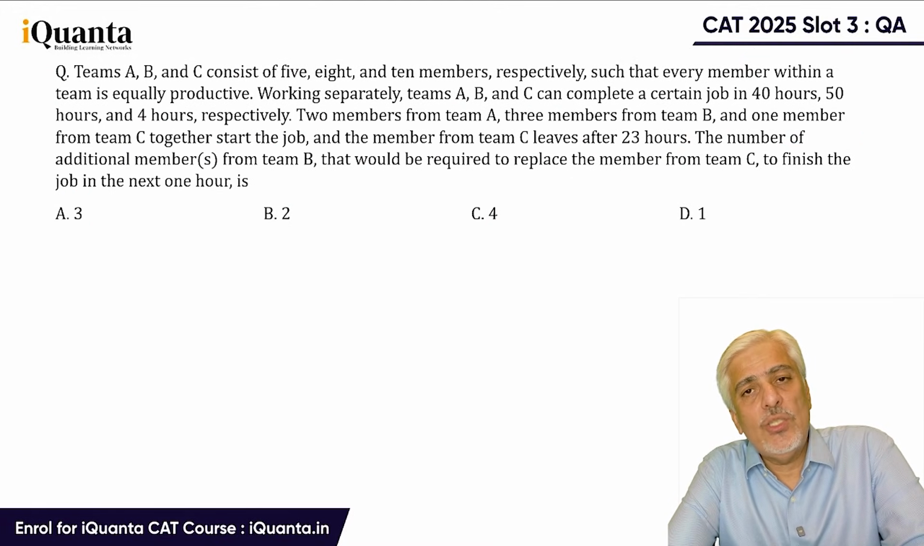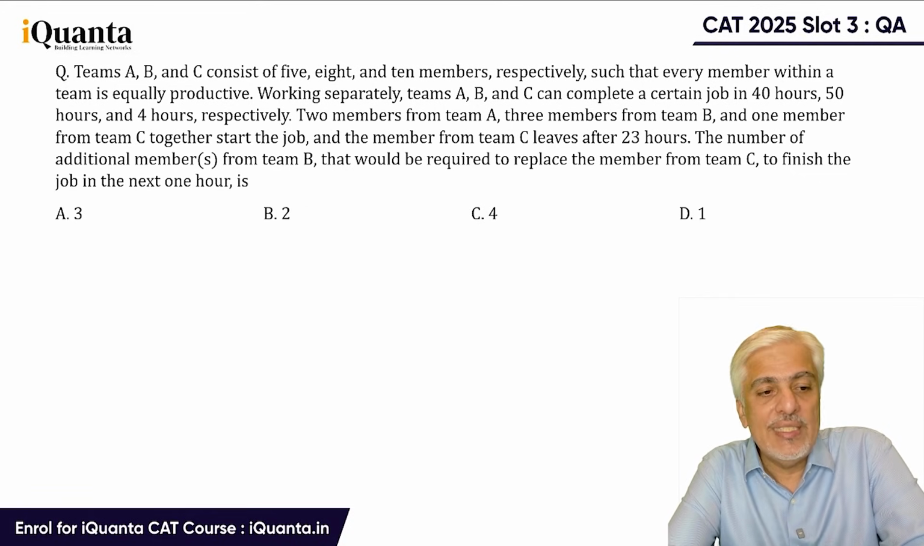Let's have a look at the next question. One question from Time and Work. A lot to read, approximately 5 to 6 lines to read. And as usual, I know that students, when they look at that much to read, they kind of switch off or call it a level B or level C.